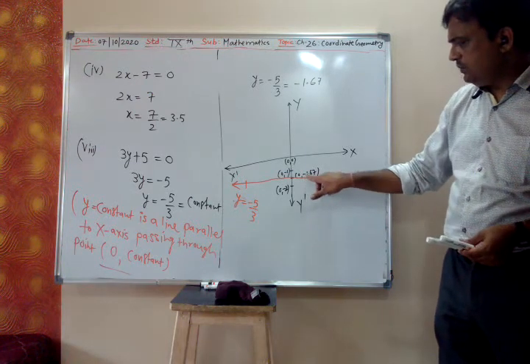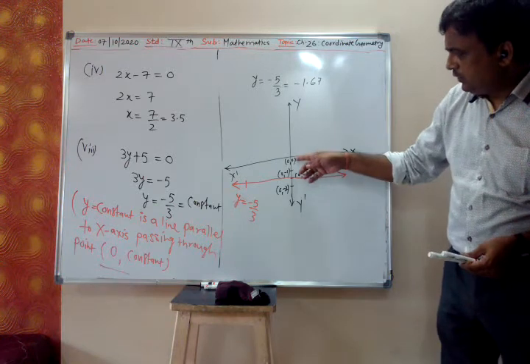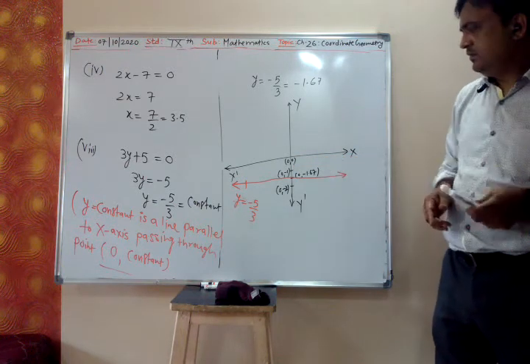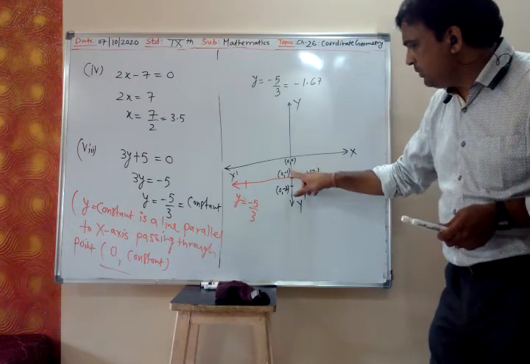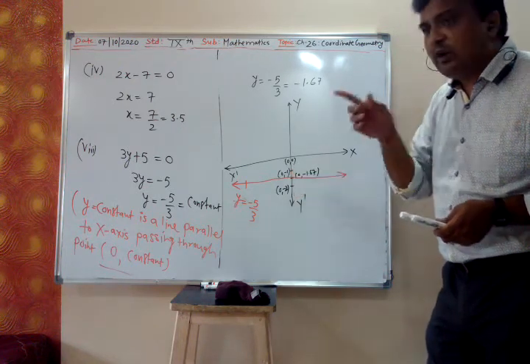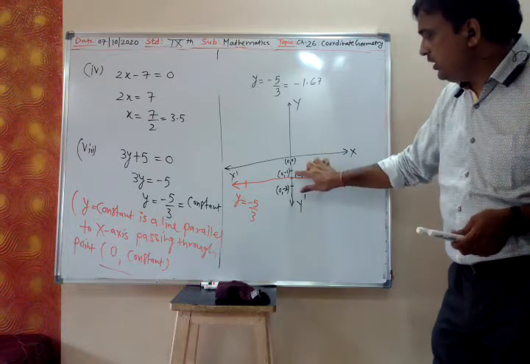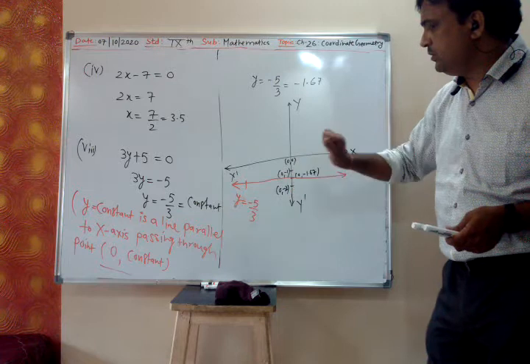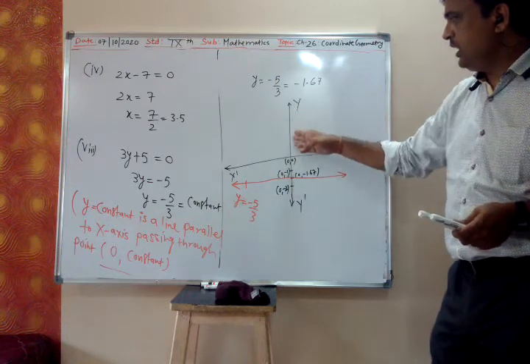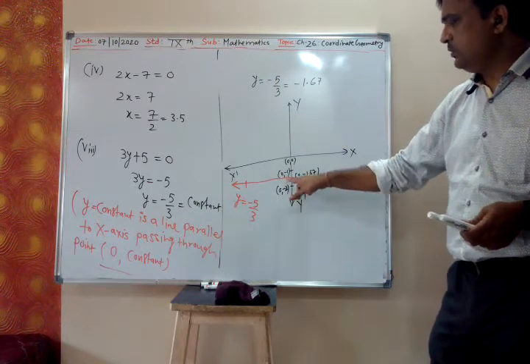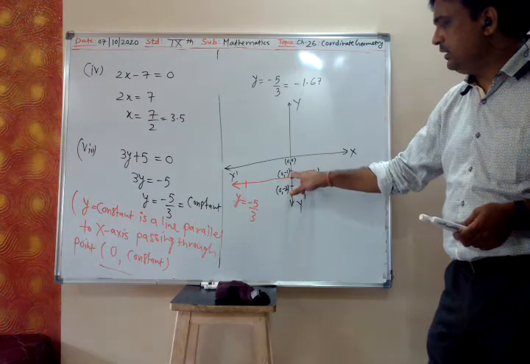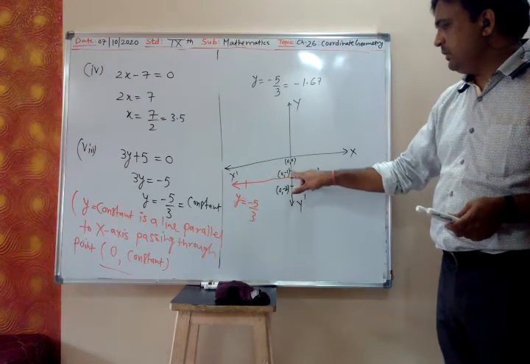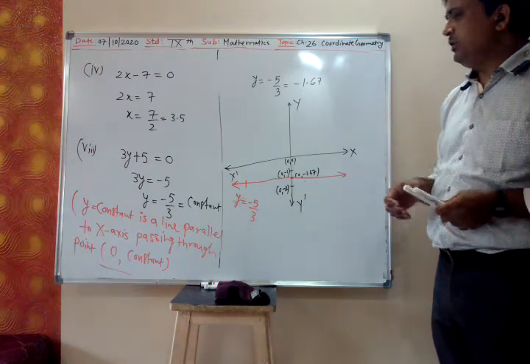This is 0 comma minus 1.67, because see, where is this point? On the y axis. Above that we have 0 comma minus 1. The y coordinate is minus 1, but this is a point on the y axis, so the x coordinate will be 0. All the points on the y axis have x coordinate 0. So minus 1 means 0 comma minus 1. Next, after minus 1 it will be minus 1.67.